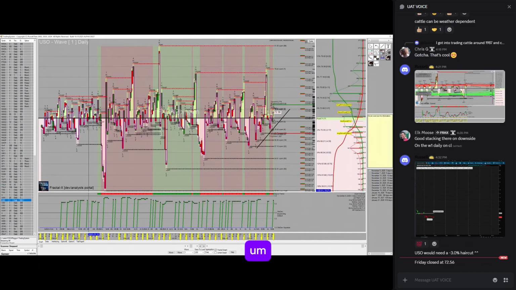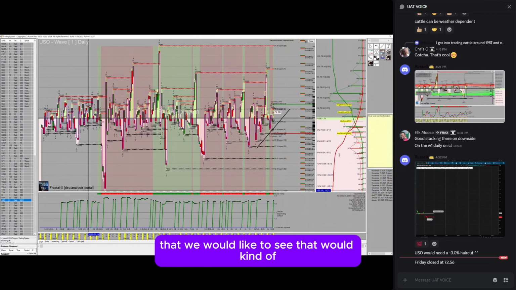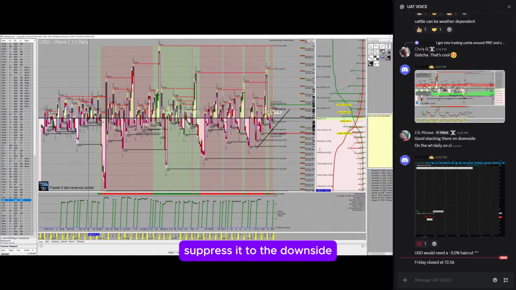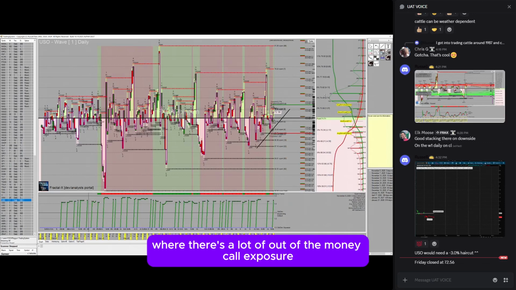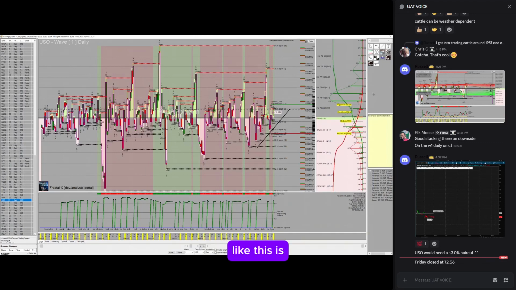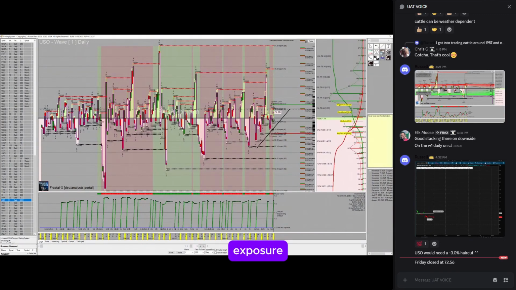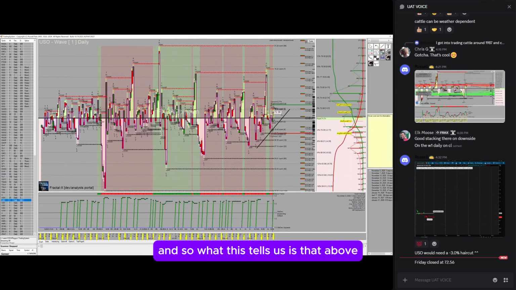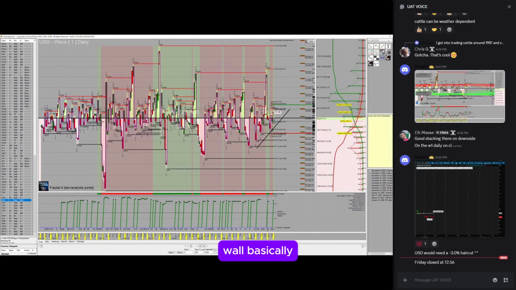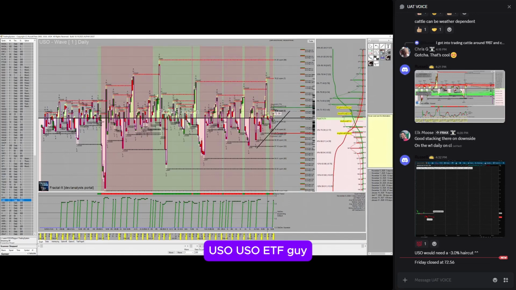So, what I'll see here, number one, there's an absence of deep in the money put exposure that we would like to see that would hold price, suppress it to the downside. We actually see the opposite, where there's a lot of out of the money call exposure. Look at these strikes here, like 75, 73, is where you would expect to see that exposure, that pattern that I've seen. And so what this tells us is that above this massive call wall, basically market makers are bidding USO. USO ETF guy is buying CL futures to maintain an NAV. And so that could potentially mean there's another upswing in the future prior to this downside open state sweep looming.